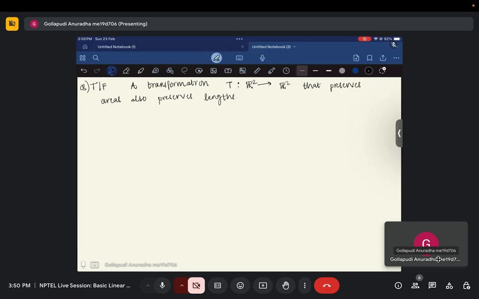Is it false? Okay, why do you say so? If it preserves area, then length will change, no? Okay, so the length will either stretch or shrink if it preserves area. For example, if I'm taking vector u, which is a comma b, and vector v, which is c comma d, then to find the area, what will I do? Determinant. Determinant will give you area, right? Yes.